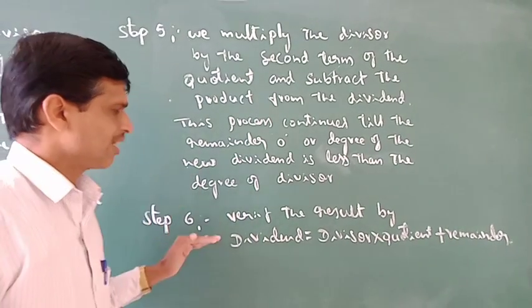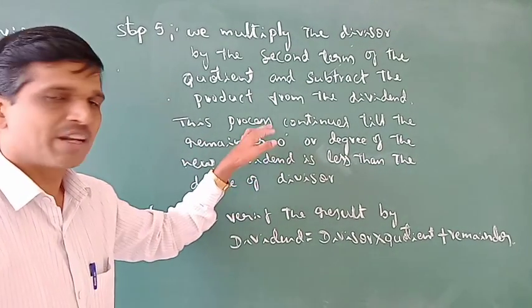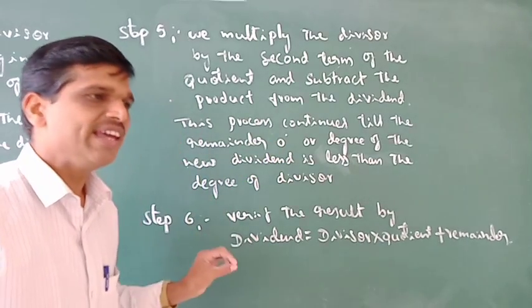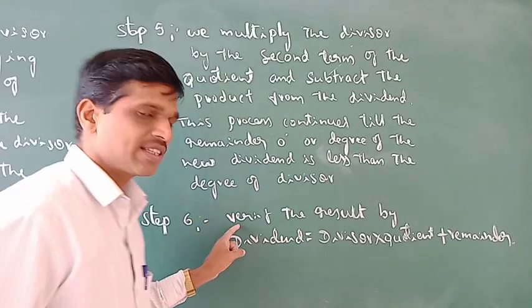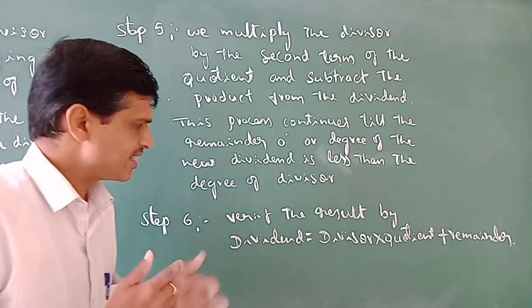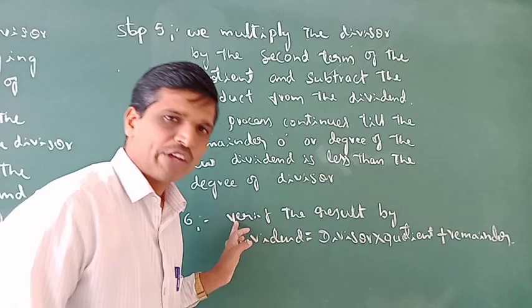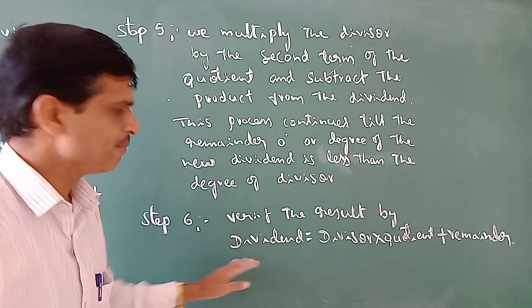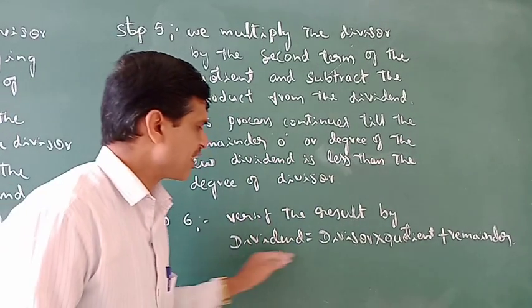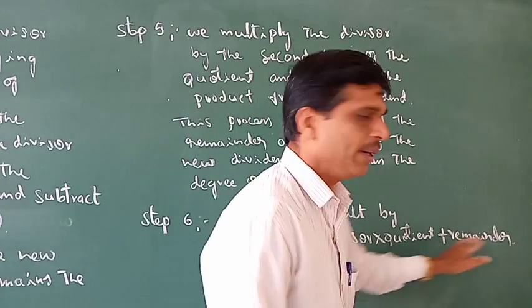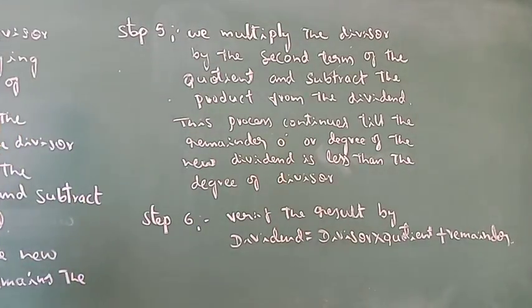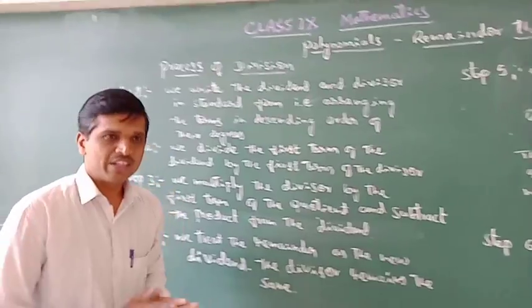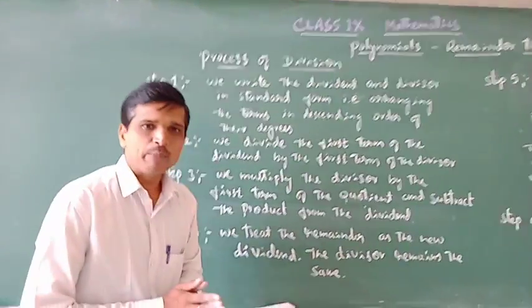Hence, in the last step, when you obtain a remainder of 0 or of degree less than the divisor, then step number 6: if you want to confirm it, you can check it by verifying the result with this statement: dividend is equal to divisor into quotient plus remainder. So dear children, this is the entire process to understand how division occurs in the given polynomials.